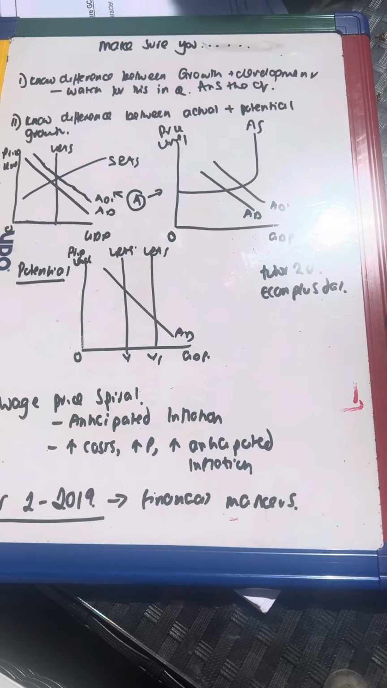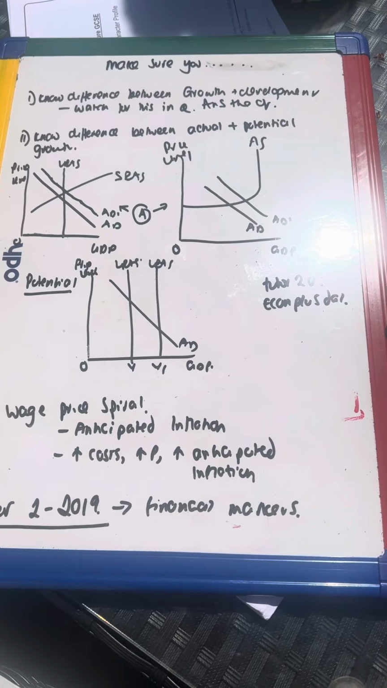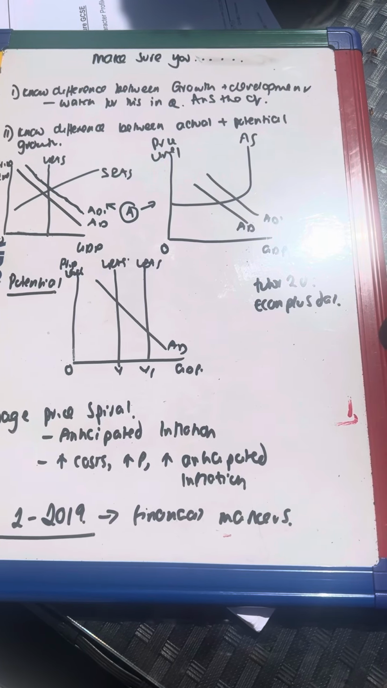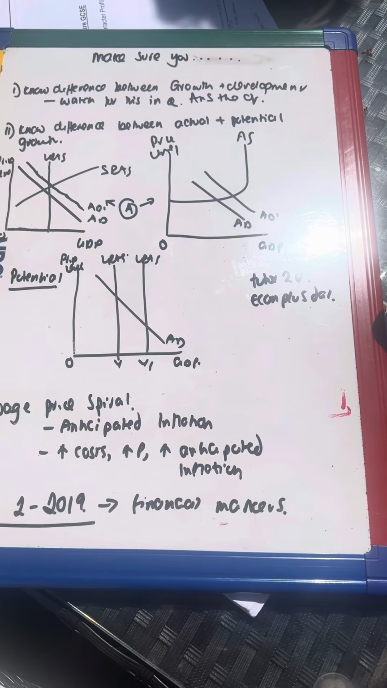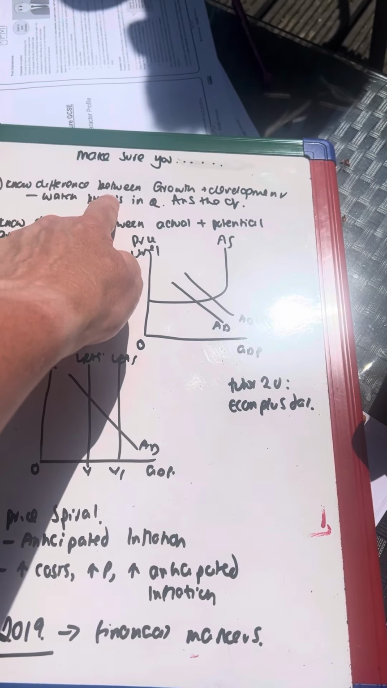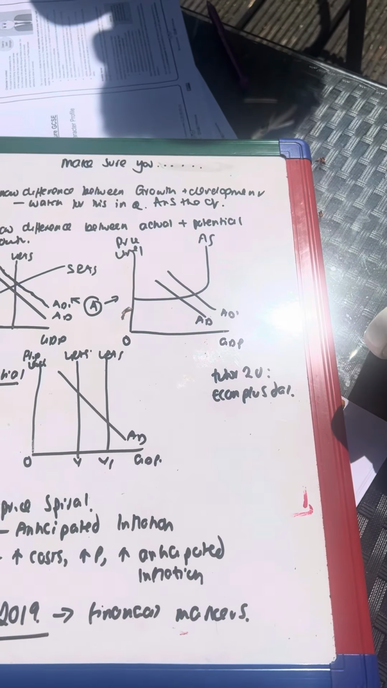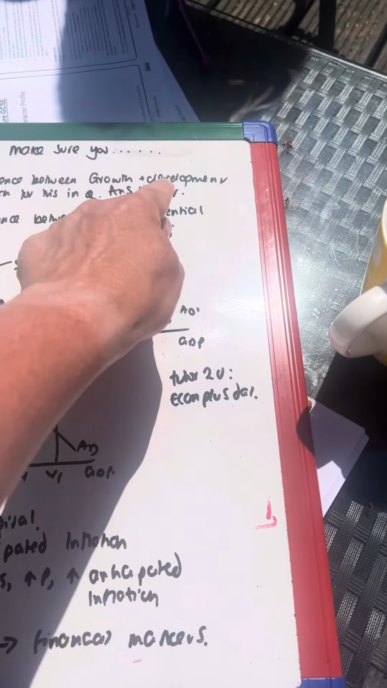Firstly, make sure you know the difference between growth and development. Growth is obviously an increase in GDP, whereas development is an improvement in education, life expectancy and/or GDP. Watch for this: the question. Make sure you're answering the question. If the question's about development, talk about development. If it's about growth, refer to growth. Answer the question.